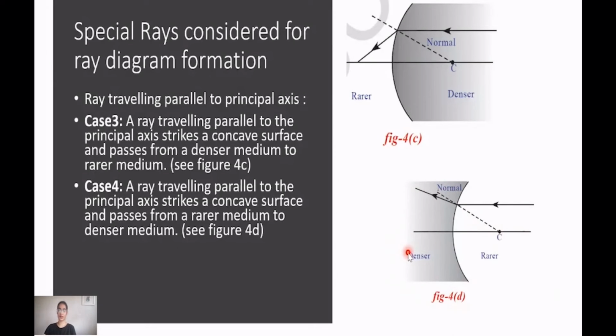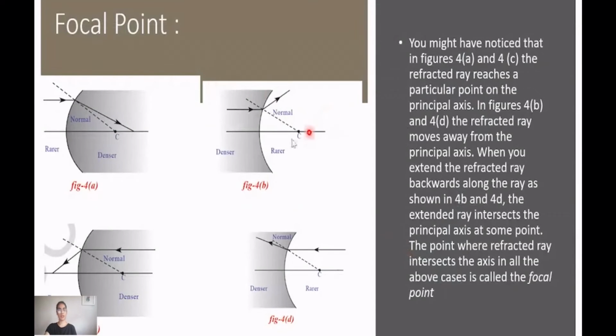So there are 4 cases. Convex has 2 cases: one denser to rarer, the second rarer to denser. Concave also has 2 cases: denser to rarer and rarer to denser. But the point here is that after refraction, the refracted ray is going to meet the principal axis at a point, or it is going to appear to meet at a point, because in some cases the actual ray diverges, so we have to extend it back, and since we extend it back, it will appear to be meeting at a point.